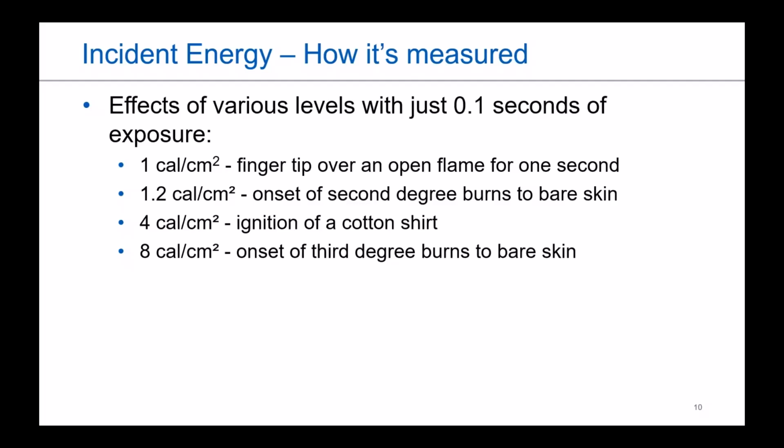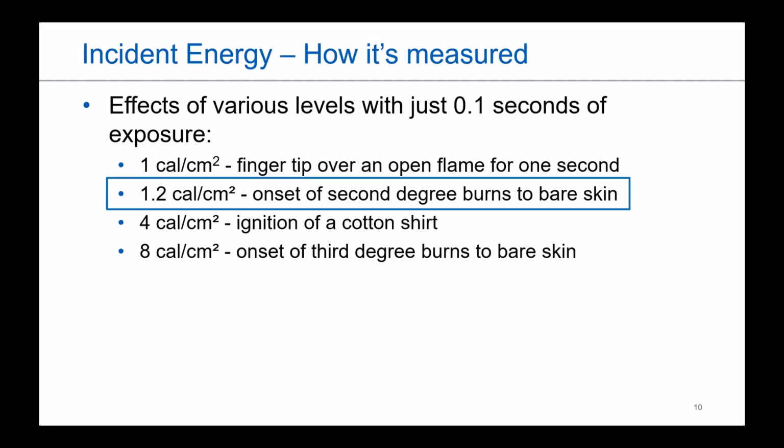And then just because it ties to several levels of PPE that are out there. So PPE level 2 generally will protect you up to at least 8 calories per centimeter squared. So if your body was to be exposed to that, that'd be the onset of a 3rd-degree burn to your bare skin with no barrier in between you and that amount of energy.